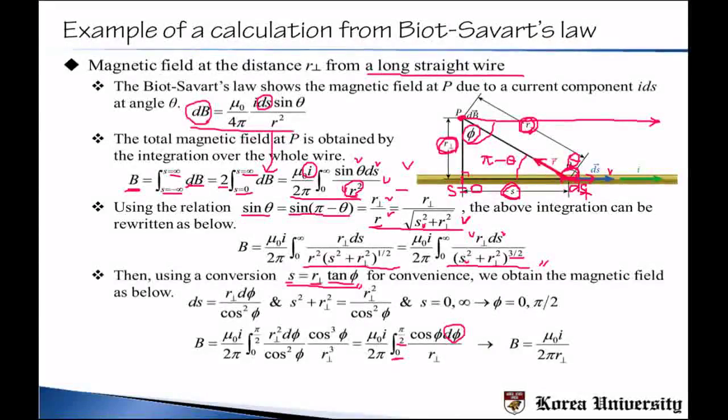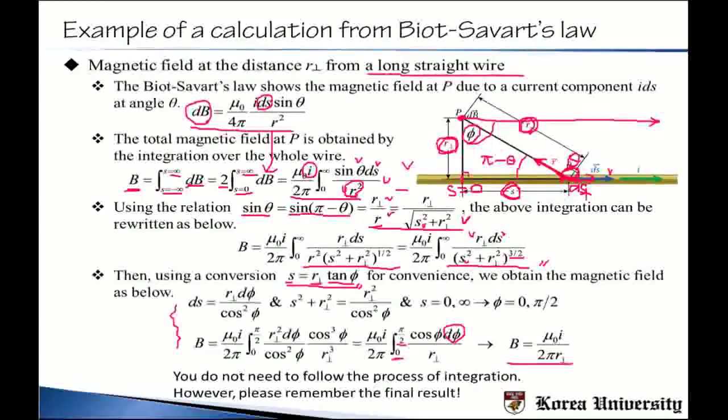Okay, and then if you follow this process, you can finally figure out that the magnetic field is obtained as mu naught multiplied by I divided by 2 pi r perpendicular. Okay, so this process of integration is a little bit too difficult. It'll be very nice if you have understood it, but it's okay even when you do not really understand it. Because it's a little bit too difficult, I'm not expecting you to fully understand it. But there is one thing I would like you to do. Please remember the final result.